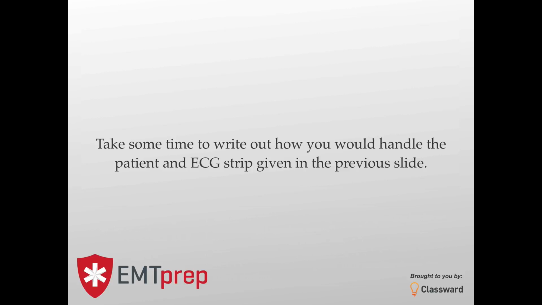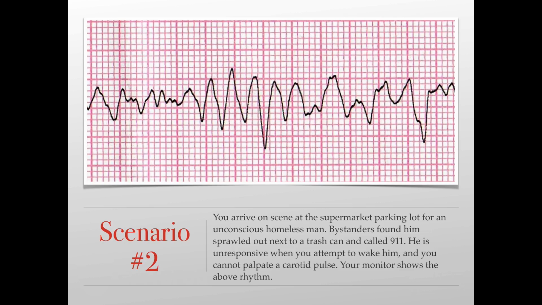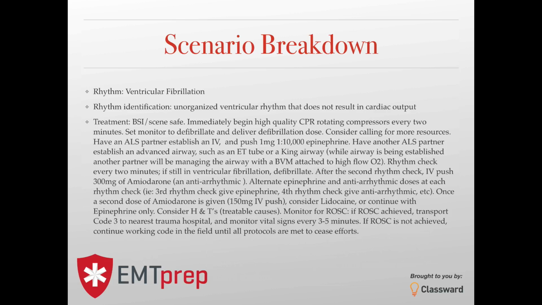Take some time to write out how you would handle the patient in the ECG strip given in the previous slide. The rhythm is ventricular fibrillation. We know this because it's an unorganized ventricular rhythm that does not result in cardiac output.